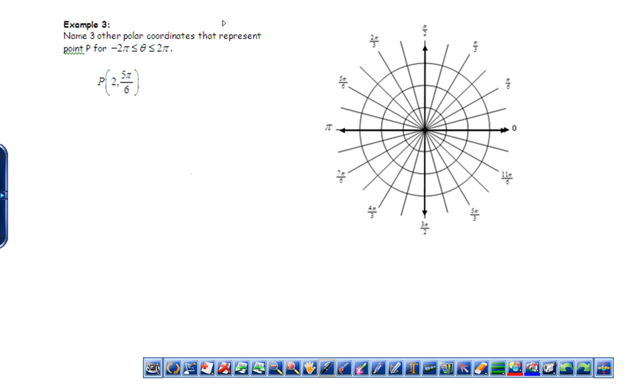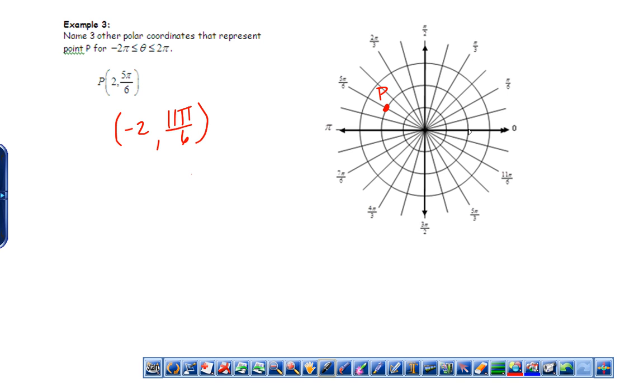Okay, it says name 3 other polar coordinates that represent point P. So I'm going to plot point P first and find 3 other coordinates that match this. So the first one I would do is go in a positive direction around here to 11 pi over 6 and then jump on the opposite R to be on top. So if we said 11 pi over 6, and then jumping opposite would give you a negative 2, and you'd be on point P.